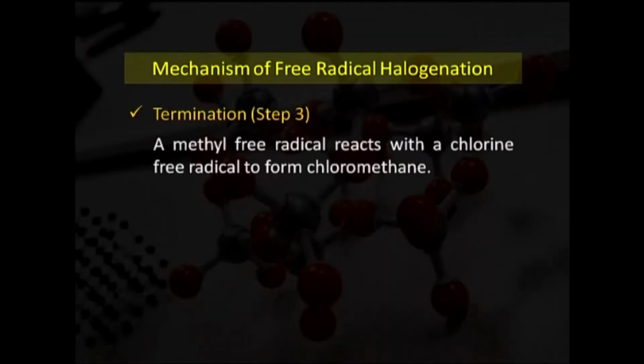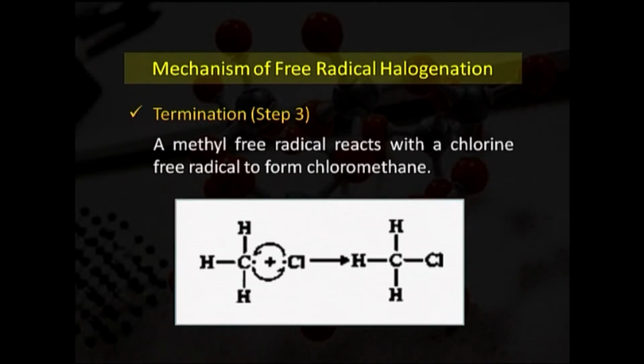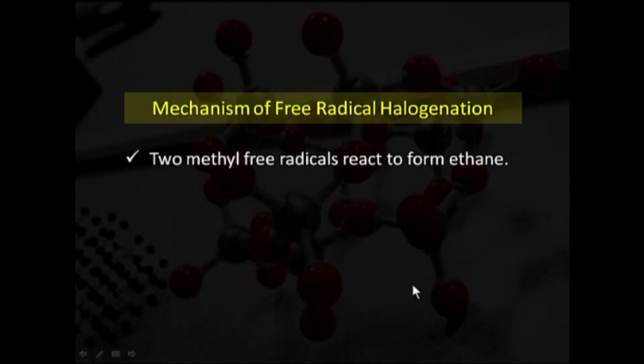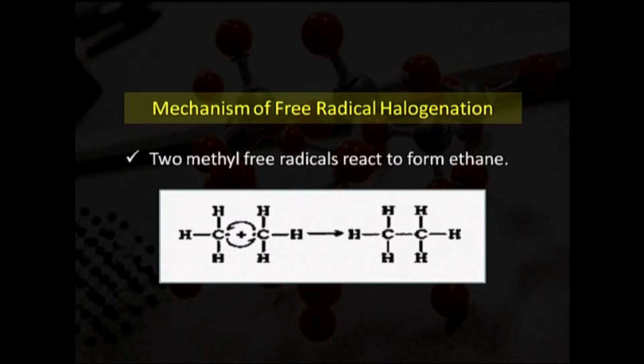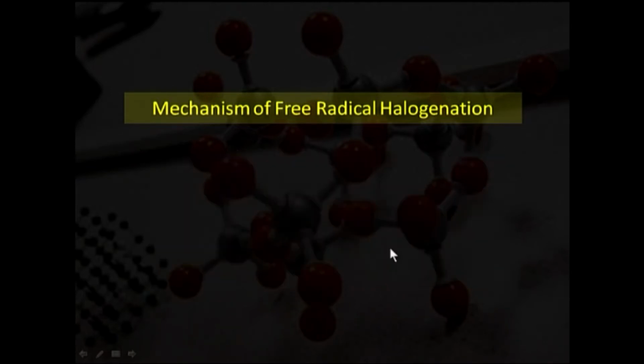Now, we are going towards the termination step, that is step 3. A methyl free radical reacts with a chlorine free radical to form chloromethane, that is the ultimate product. So, in this structure we are seeing that this chlorine free radical is reacting with this methyl group and we are getting this chloromethane. Two methyl free radicals react to form ethane; means in the previous step we got this methyl radical which combines with another methyl radical and we get ethane.